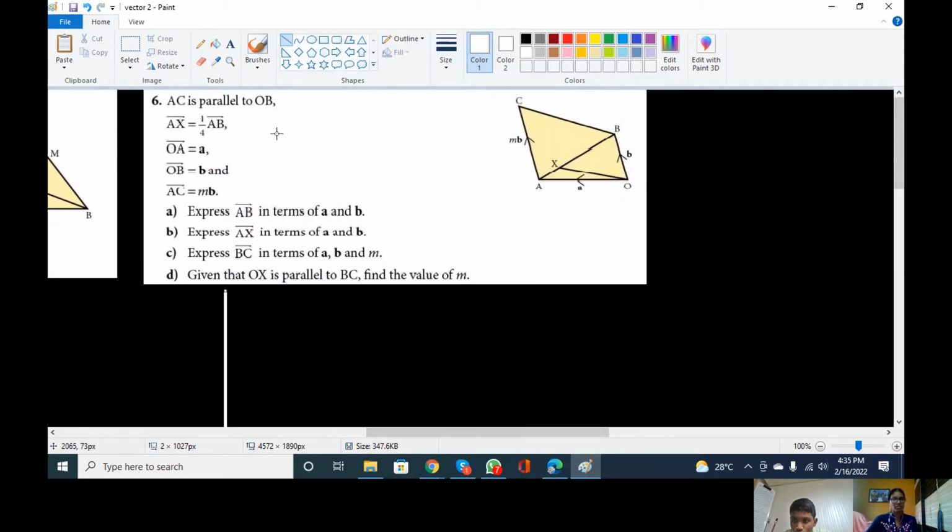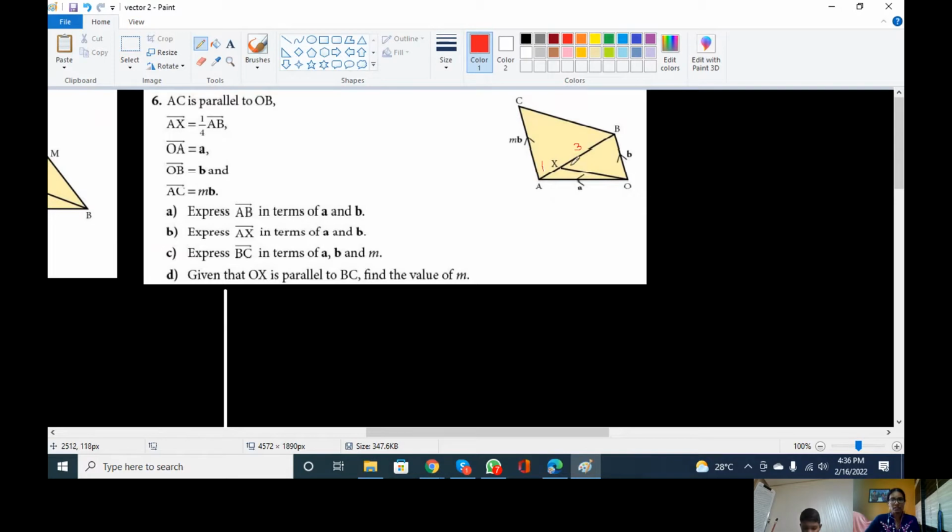This is the sixth question. AC is parallel to OB. AX is equal to 1/4 of AB. AX is 1/4 of AB, which means AB is a total of 4 parts. In this, this is one part, and this is 3 parts. This is what they mean.